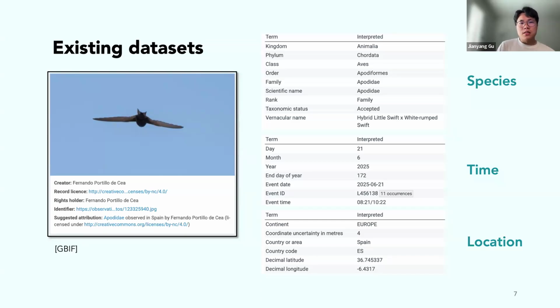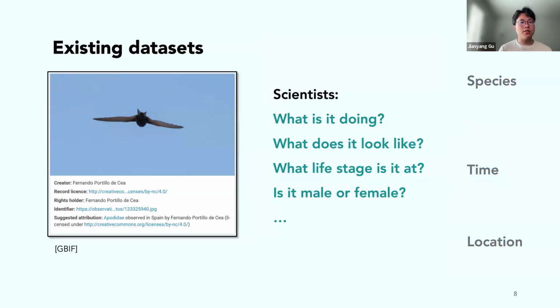However, scientists want to know more. They don't only want to know what species it is, the time and location. There are many more questions. For example, what is it doing? What does it look like? What life stage is it at? And is it male or female? There are so many more questions that cannot be simply answered by species, time, and location.